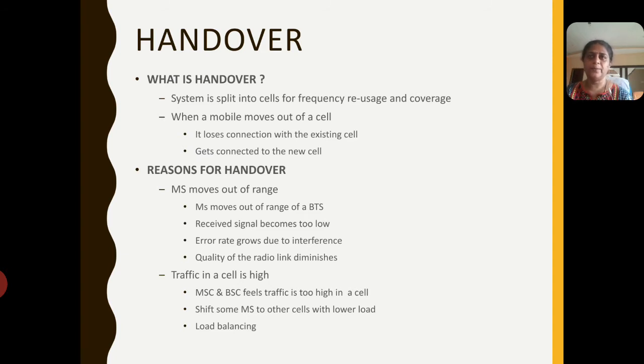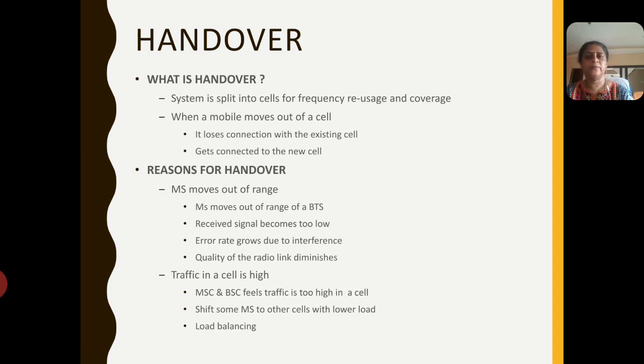The handover procedure is a set of processes to be done when a mobile moves out of range of a particular cell and enters a new cell. When it enters a new cell, it needs to get connected to the new BTS in the cell it is entering. This procedure is called the handover procedure.